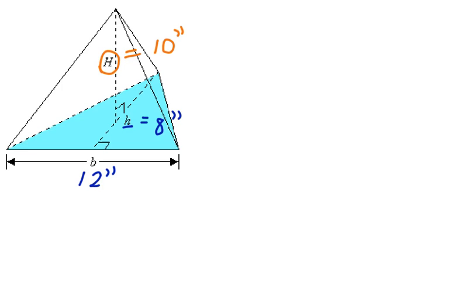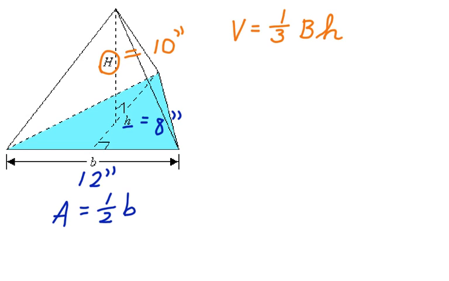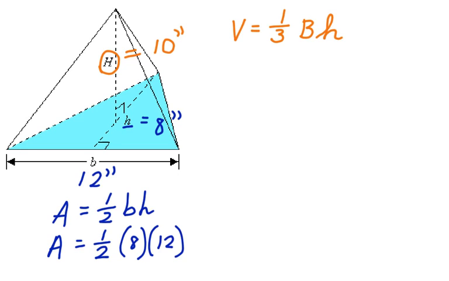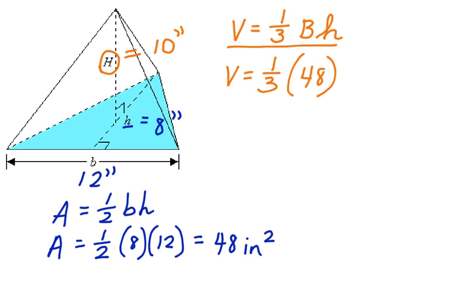Here's our formula again. Now, how do we find the area of the base if the base is a triangle? We use this formula. Area is equal to 1/2 the base times the height. So we can say that the area of the base is equal to 1/2 of 8 times 12, which is equal to 48 inches squared. Now let's go back to the formula here. So we have volume is equal to 1/3 of 48 times the height of the pyramid, which is 10.